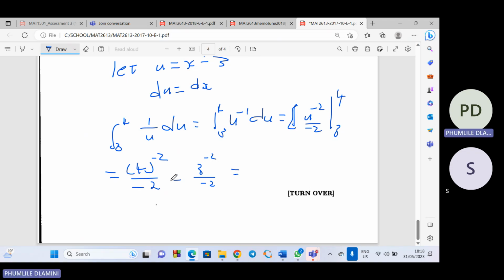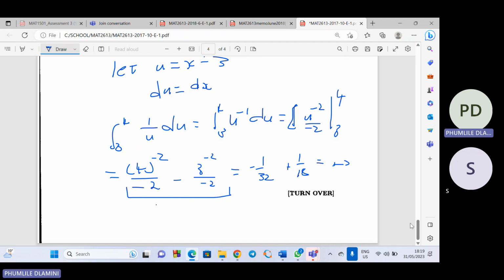We can use your calculator. I think for this part here you can use your calculator, because when I explain, I'm not using a calculator. It's going to take me time. It's going to be 1 over 16 multiplied by negative 1 over 2, which is going to be negative 1 over 32, minus 1 over 9 times negative 1 over 2, which is going to be plus 1 over 18. Then you can use your calculator to get this value here.